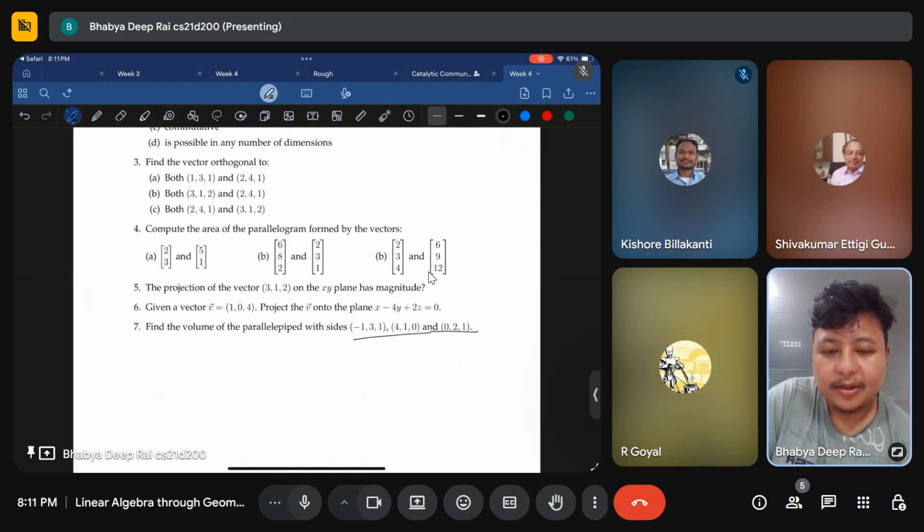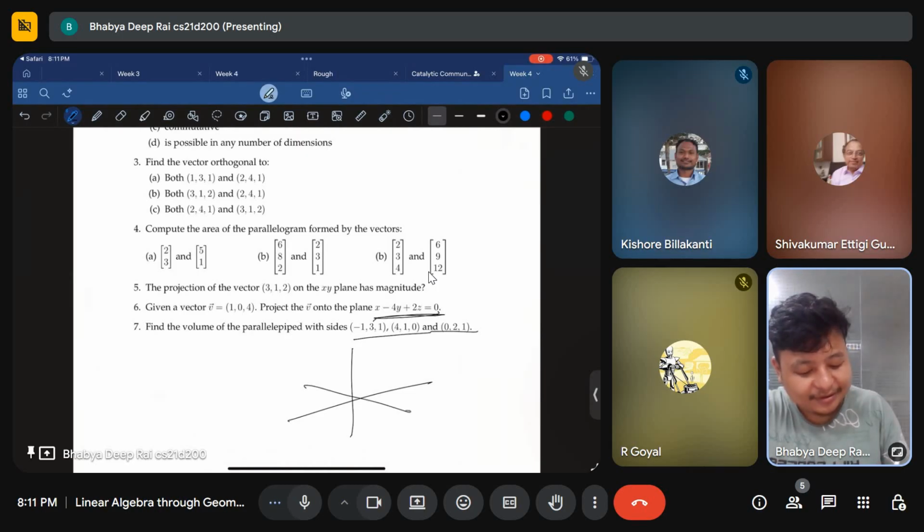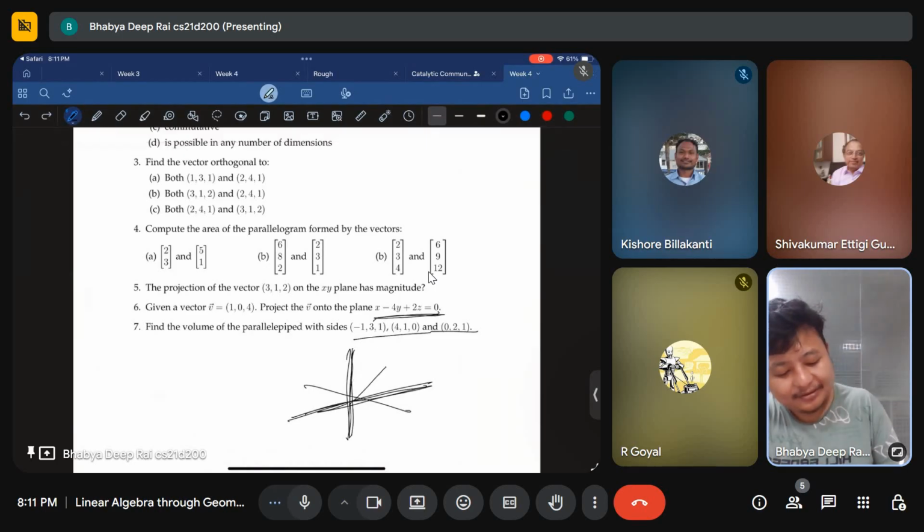Okay, but this plane is still some non-trivial plane. So our vector will look something like, okay, where is the exact plane? This is z, this is x. So the vector will lie here. That's correct, the vector will lie on this plane.